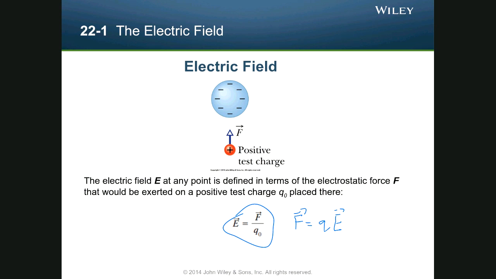But I want you to notice that we have the force between the test charge and this negative charge distribution. I'll say that again. This is a charge distribution. This is the test charge, and that's the force on the test charge, right? It's attracted to the charge distribution.